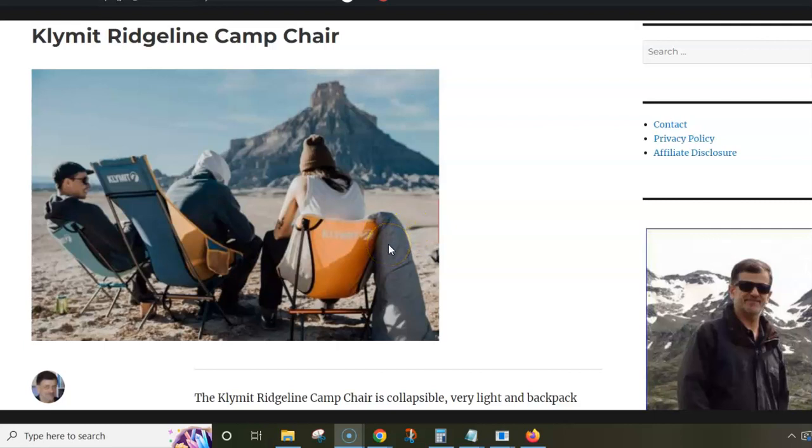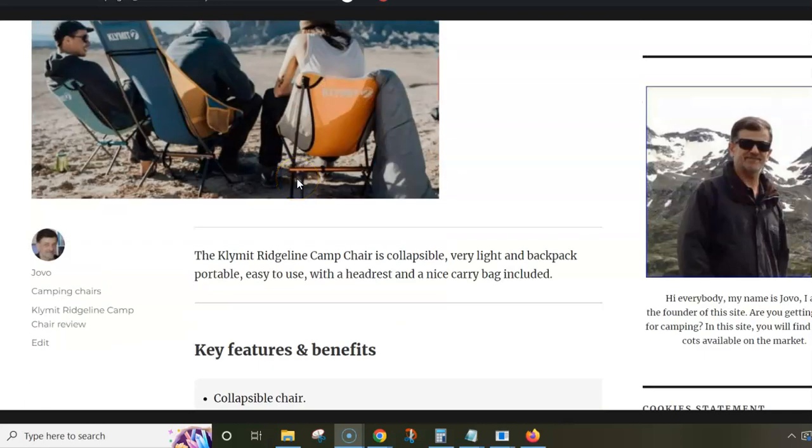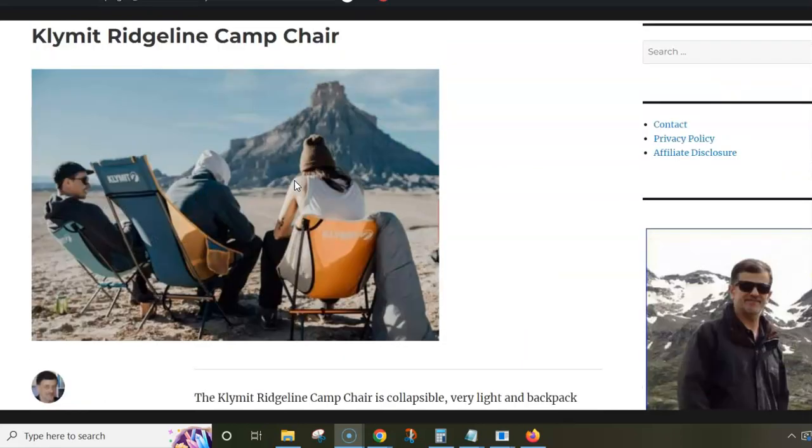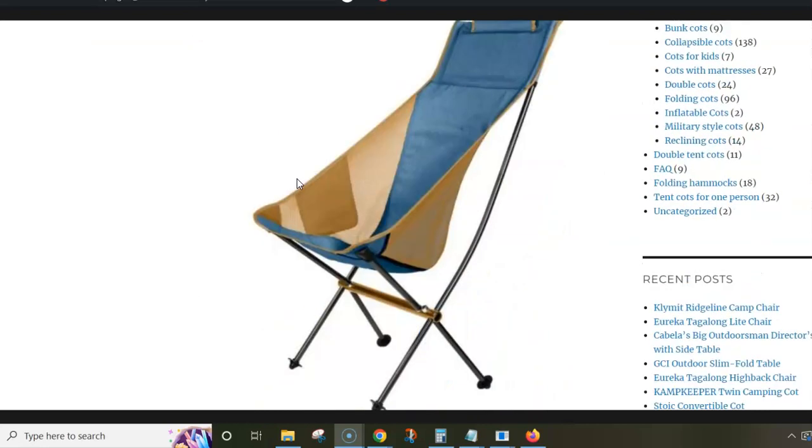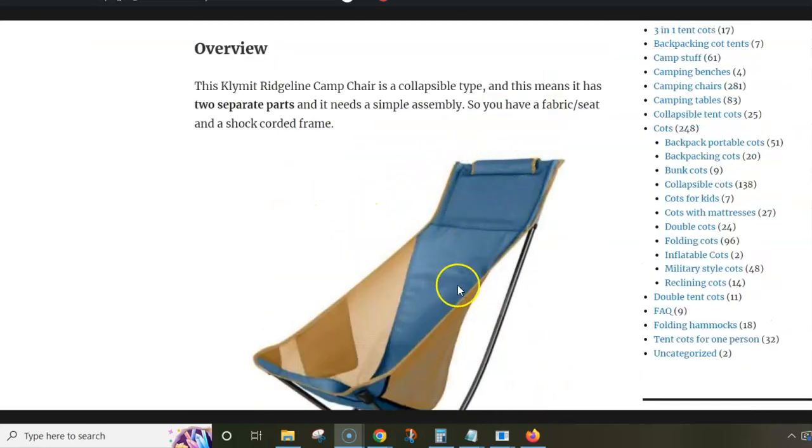Hi, in this video I want to say a few words about the Klymit Ridgeline Camp Chair. As you know, Klymit is best known for its sleeping pads, but they have started making chairs, and here is one great example. So what you have here is a high backrest chair. It's actually so high that you have a really good headrest.